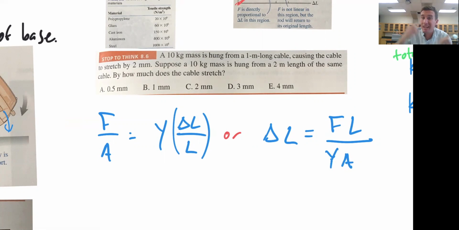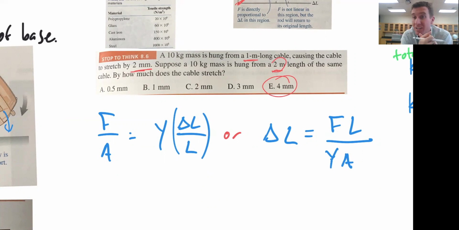So the stretch of a cable is like a percentage of growth. And so in this case, it stretches 2 millimeters per meter. Since there's now 2 meters of rope, 2 millimeters per meter is going to give me 4 millimeters total. 2 times 2 is 4.